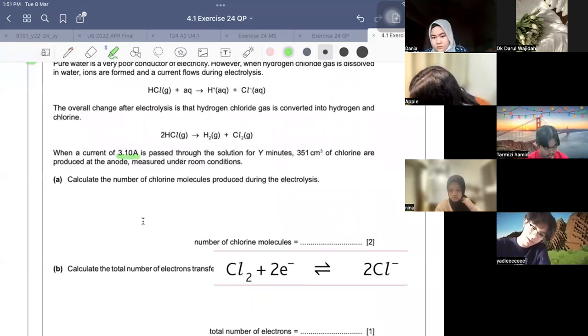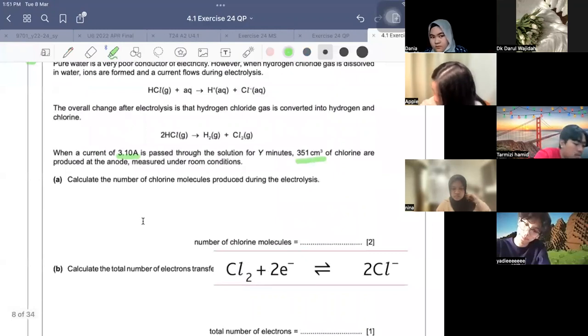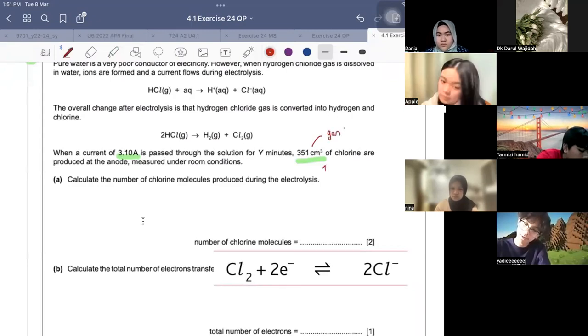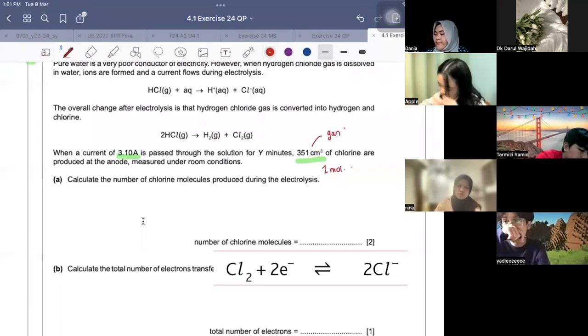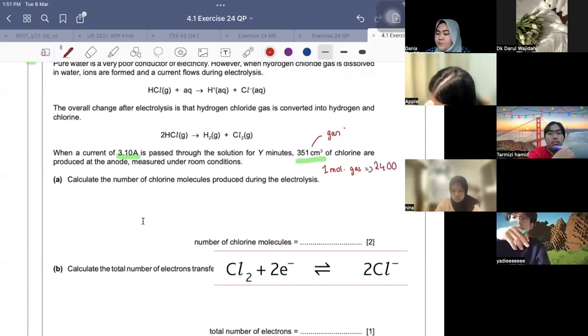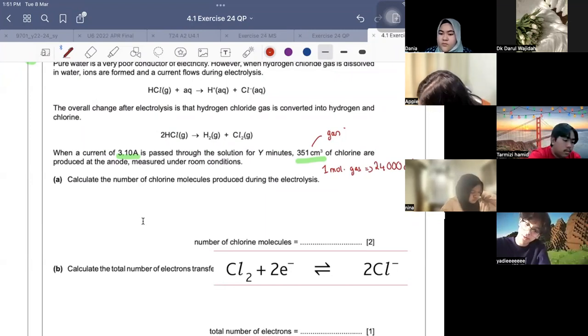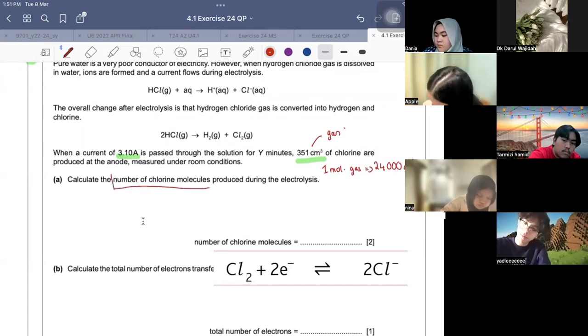351 centimeter cube of chlorine are produced. So that means that's my volume, volume of chlorine gas. And remember that 1 mole of any gas occupies 24,000 centimeter cube of a container. Calculate the number of chlorine molecules. So again, they say number of chlorine molecules, not number of moles.